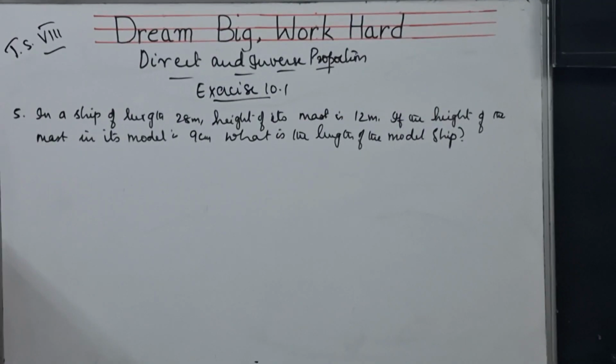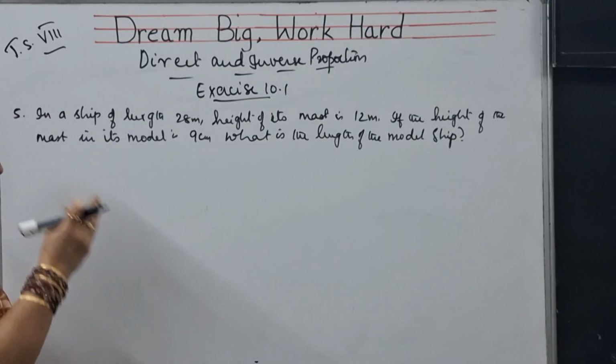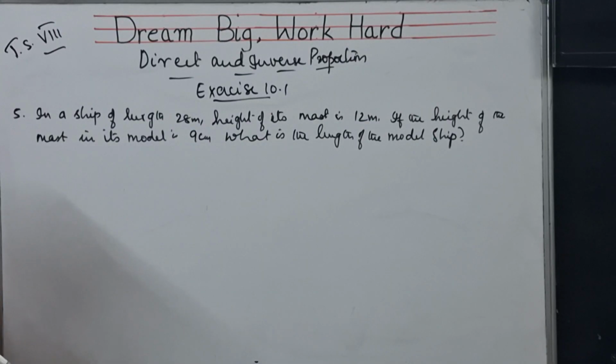Fifth problem, children. In a ship of length 28 meters, the height of its mast is 12 meters. What is the mast? It is a big pole that they keep on a ship for navigating the ship in different directions. To that, they keep some cloth and they navigate it. If the height of the mast in its model is 9 centimeters, what is the length?